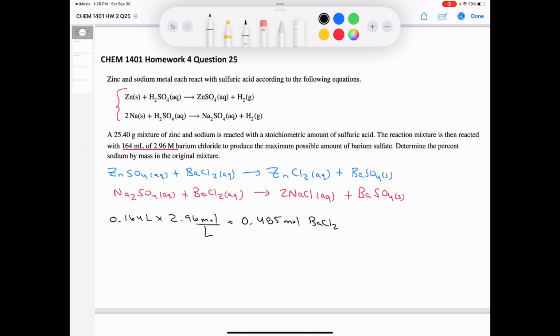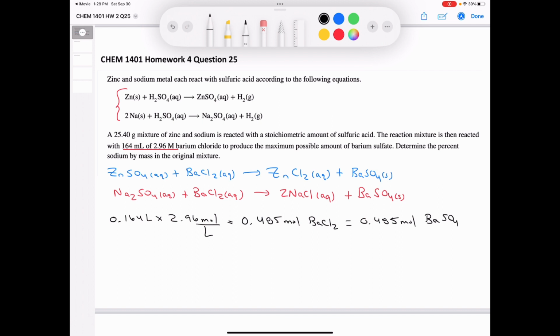And from our two balanced equations, we can see that that is also equal to the number of moles of barium sulfate. So let's write it here. I'll just write the whole number: 0.485 moles of barium sulfate, like that. There we go. So the barium sulfate that was produced came from both zinc sulfate and sodium sulfate, each of which was produced in a 1 to 1 ratio.